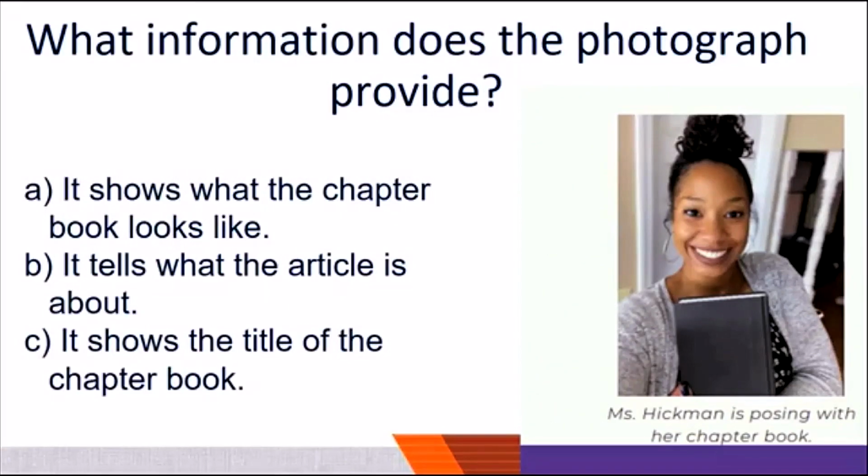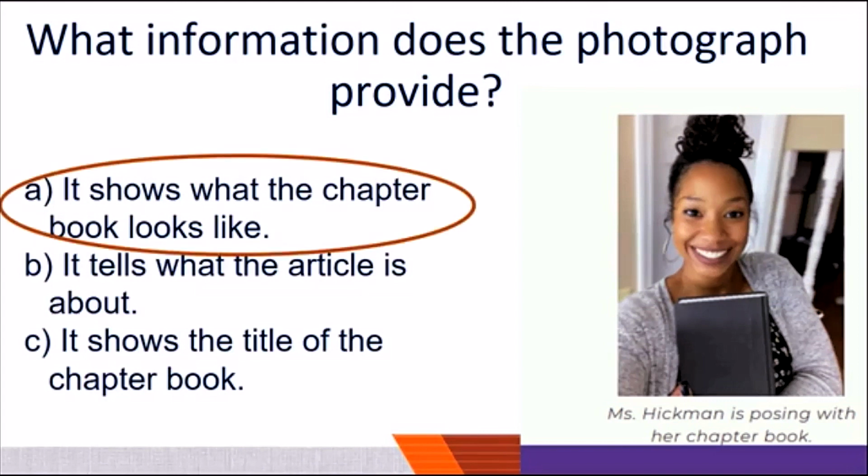Okay, boys and girls, here is your final question of the day. We are going back to one of our photographs. This was actually the bottom photograph of the newsletter. What information does the photograph provide? A, it shows what the chapter book looks like. B, it tells what the article is about. Or C, it shows the title of the chapter book. If you chose A, then you are correct. Awesome thinking.